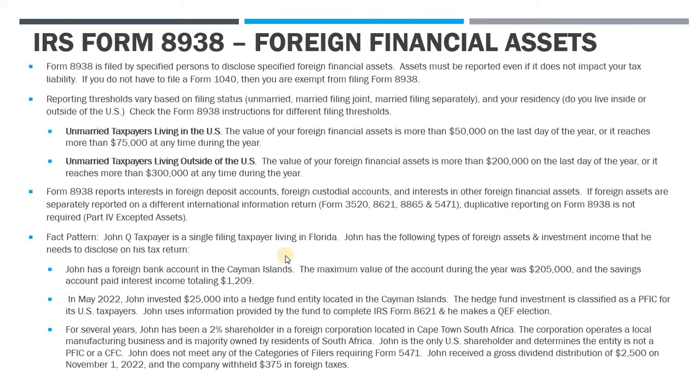The first item there is John has a foreign bank account in the Cayman Islands. The maximum value of the account during the year reached $205,000. And then the amount of interest income that was paid on the account is $1,209. Now, these are all U.S. dollars. If you do have foreign currency, you have to convert those using the appropriate exchange rate. But for this exercise, we're just using U.S. dollars in the fact pattern itself as well.